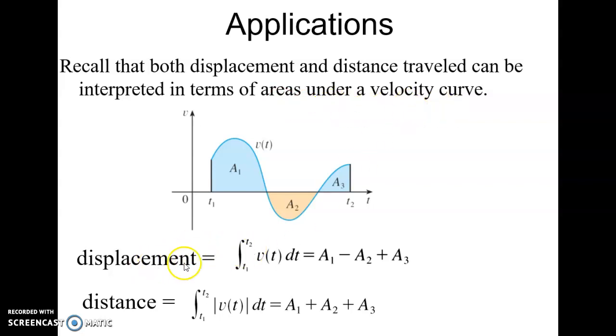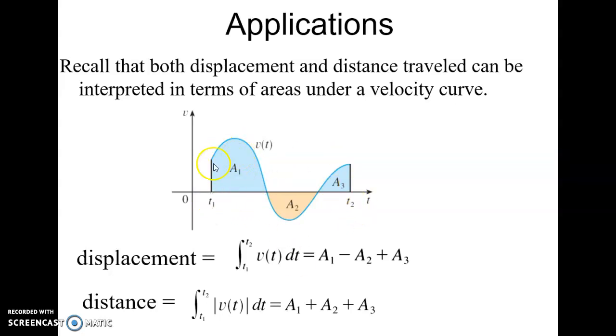Remember, displacement is simply the integral. So the integral of a velocity curve will always give us the displacement. So an integral is giving us the accumulated amount of change in the antiderivative over the given interval. In this case, from t1 to t2.